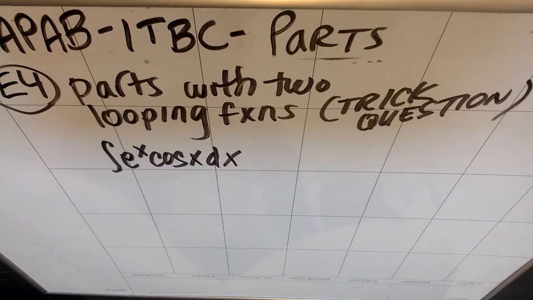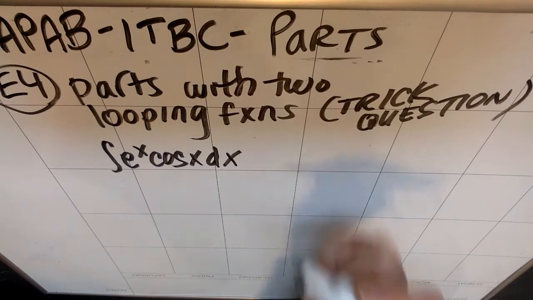Neither of these ever derive to 0, and what's weird about them is because they both loop, eventually you're going to end up with the same integrand that you started with, and you're going to have to treat it like an algebraic quantity unto itself and then move it around like a like term to solve. So you never actually finish integrating. It's sort of weird. So let's walk through this.